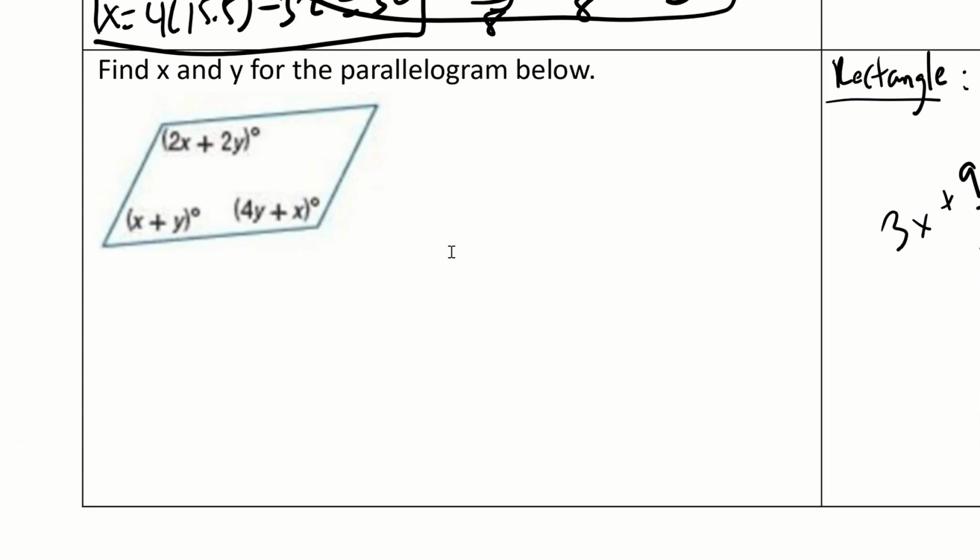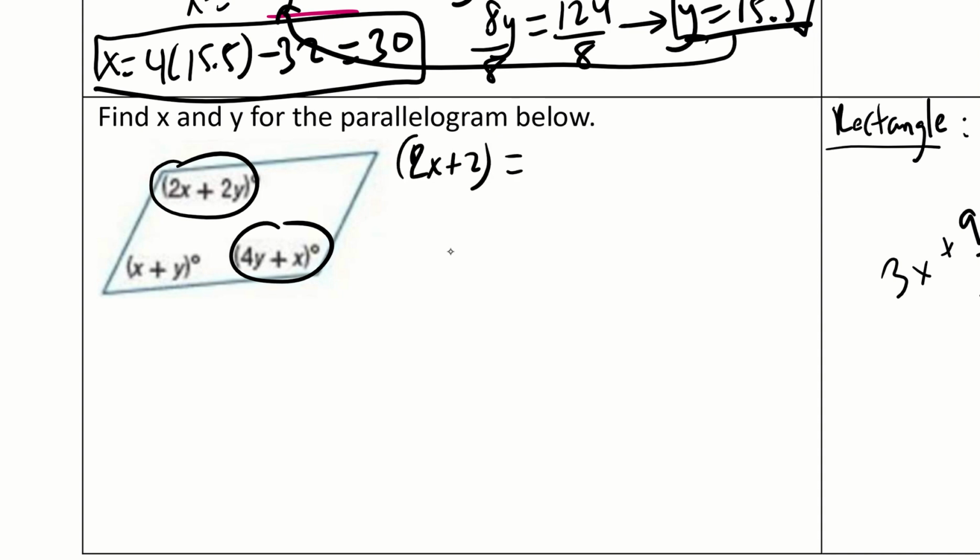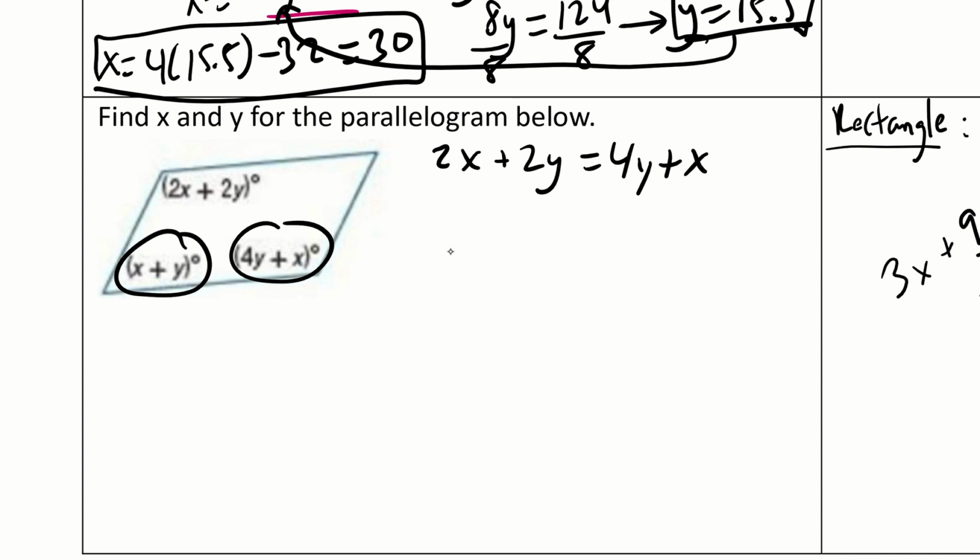Okay, so we got here, find x and y for the parallelogram below. So again, the opposite angles are congruent, so we can set those two angles equal. And then we can add these up. So these two are supplementary. So we're going to add those up. Those add up to 180 degrees. So I'm actually going to do that over here.